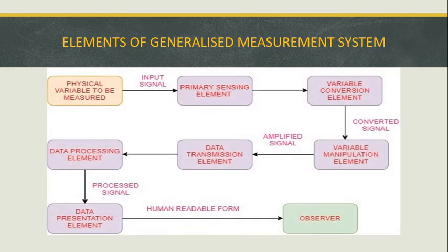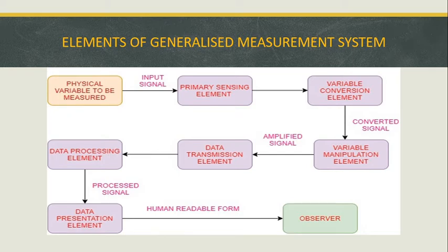Once again I am telling: primary sensing element, variable conversion element, variable manipulation element, data transmission element, data processing element, and data presentation element. Here, what is the use of this generalized measurement system or elements of generalized measurement system? This is normally used to find out the measurement for the particular element or any object.